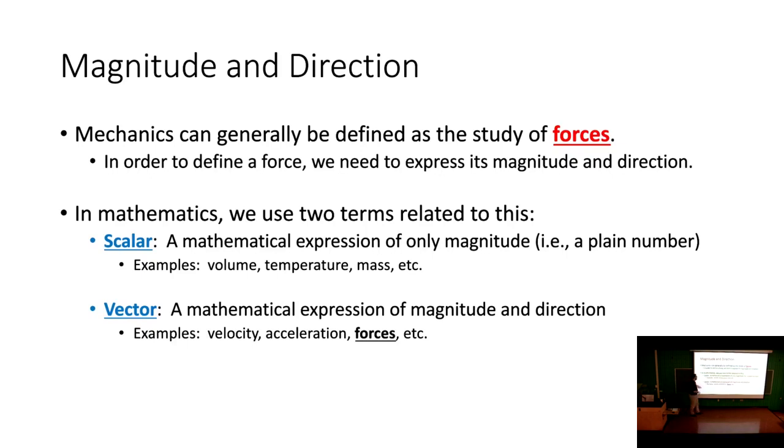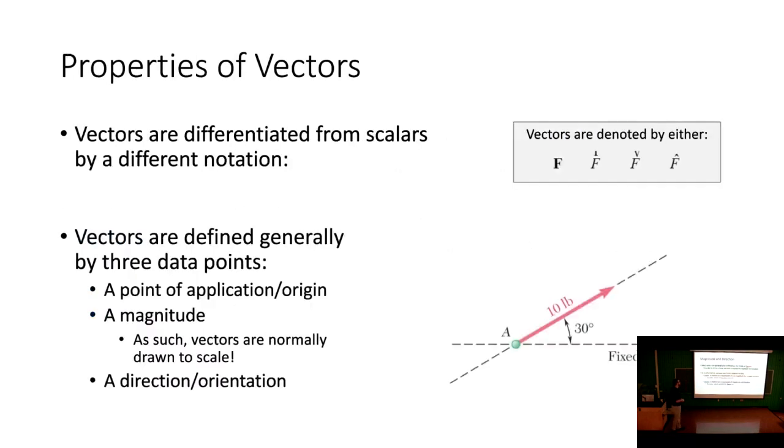Forces are one example, but there are others as well. Velocity can be represented by a vector. Acceleration can be represented by a vector, and so on. Everybody with me on that? Now, let's talk about notation.